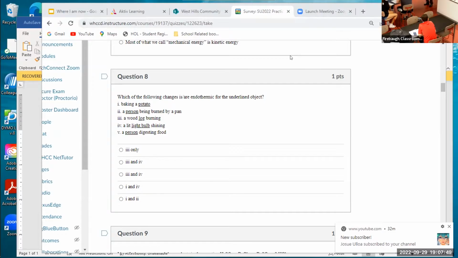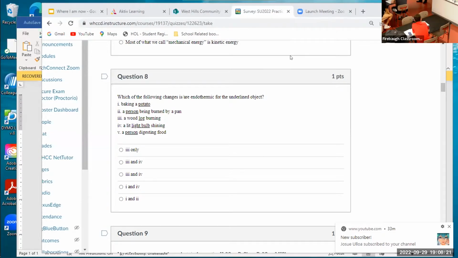Are you going to be endothermic? That's right. That would be endothermic. Okay, so those two are endothermic, 1 and 2. So what about 3? A wood log burning. It releases that. Is that endothermic? That's excellent. That's exothermic.